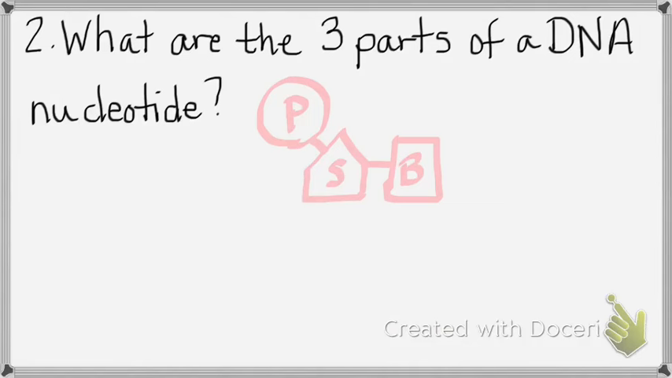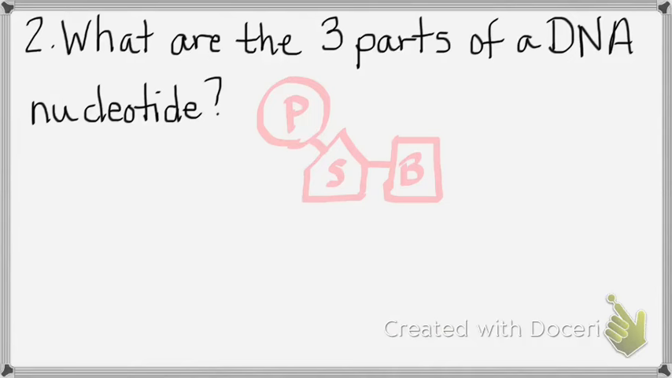That's a nucleotide. And let's see if you can remember what those three parts are. So get me started. What's the P with the circle around it? Phosphate. That's the phosphate. And how about the pentagon with the S?